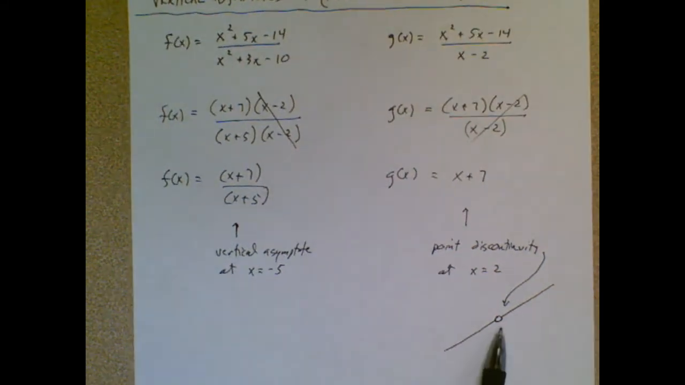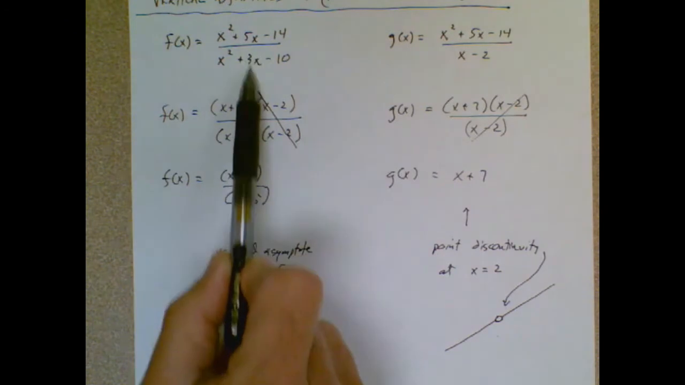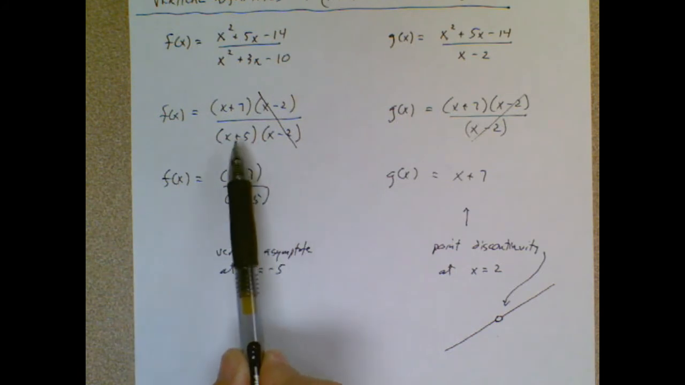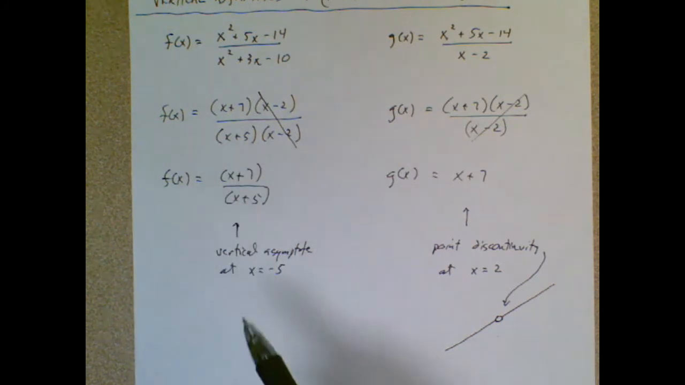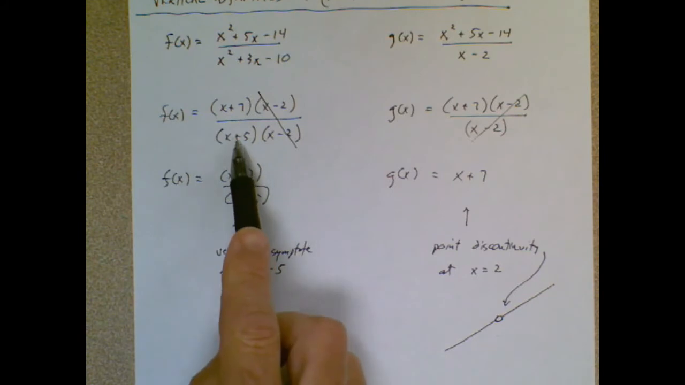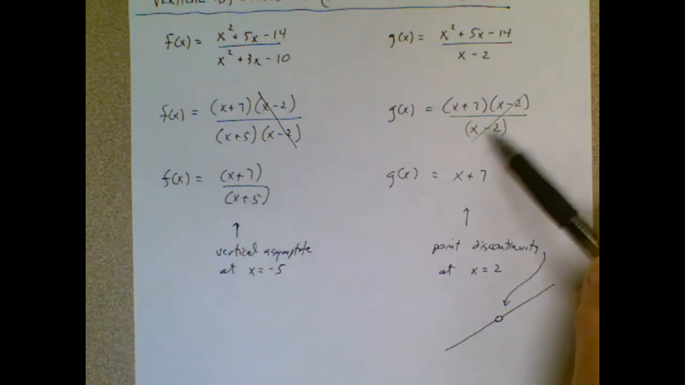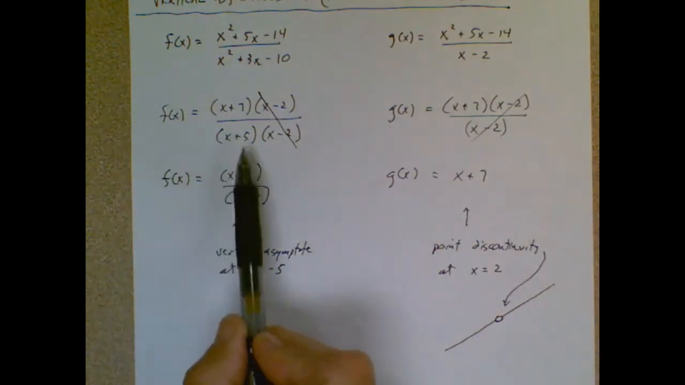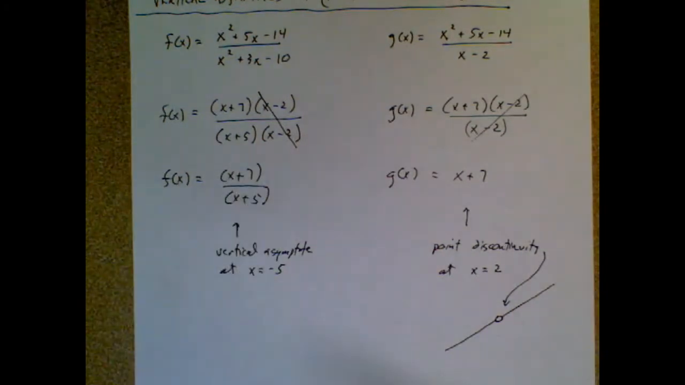Sorry. This would occur at point x equals 2. Whereas on this side, I see two trouble spots. I see an x equals 2 trouble spot and an x equals -5 trouble spot. If the trouble spot does not reduce away, like happens here and here, but the trouble spot remains, then that's going to be a vertical asymptote.